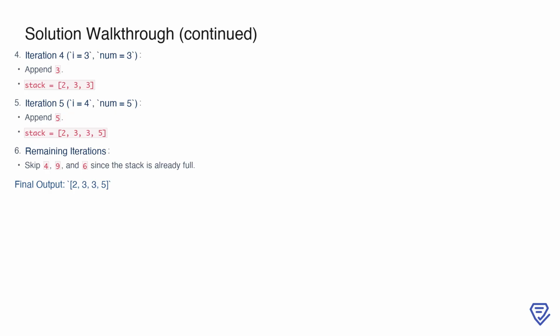In the fifth iteration, number is 5. The stack still has room, so we append 5, resulting in a stack of 2, 3, 3, 5. For the remaining iterations, we encounter 4, 9, and 6, but we skip these because the stack is already full. Thus, the most competitive subsequence for this example is 2, 3, 3, 5.